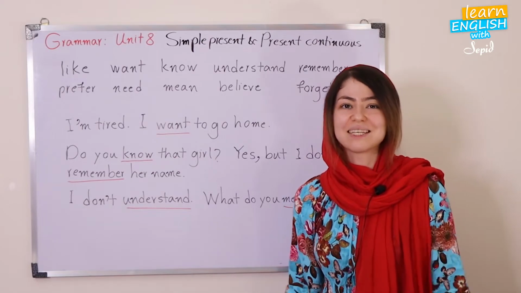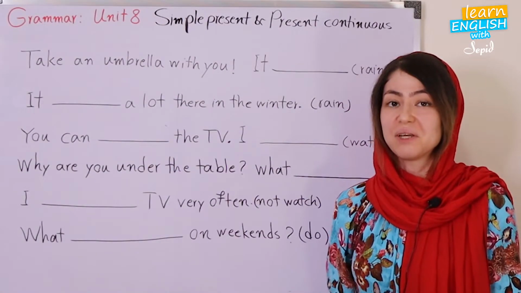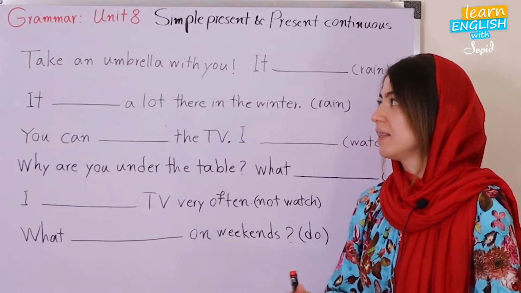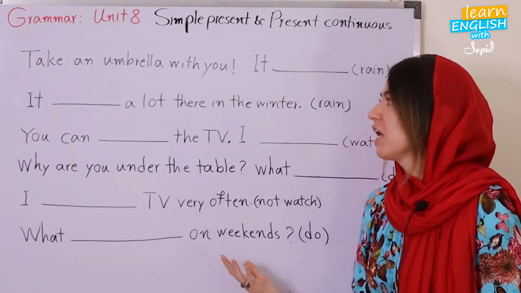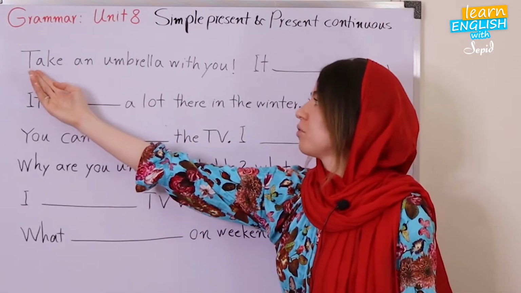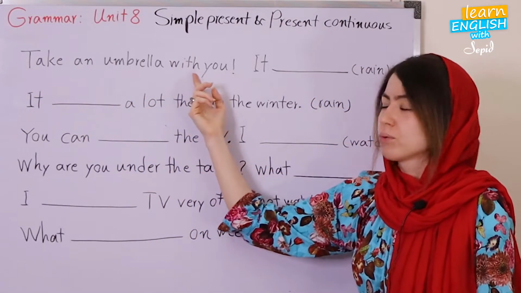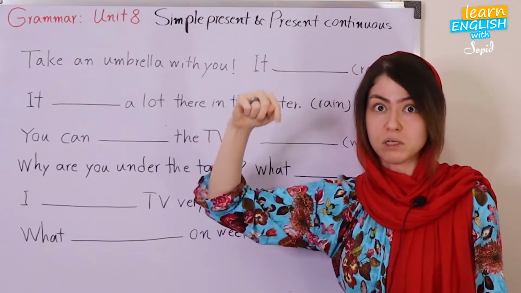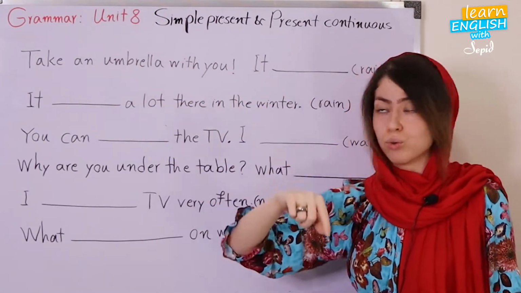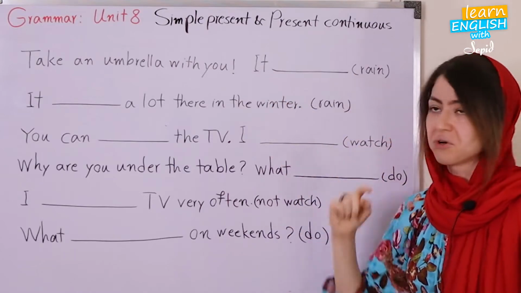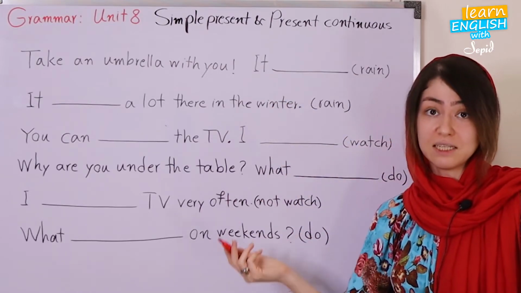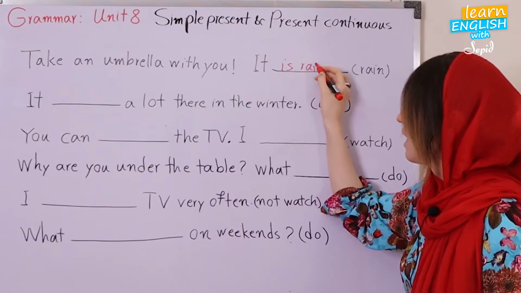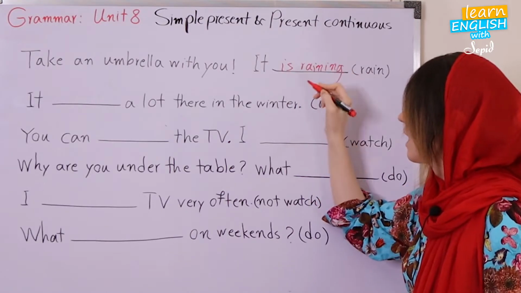Let's go for the practice. Now, let's turn to the practice. Okay, the practice part is really important. Let's see how much we've learned. So, the first example, take an umbrella with you. So, we are talking about the moment, okay, the moment of speaking. Take an umbrella with you, okay? It is raining. So, this is present continuous. It is raining or it's raining.